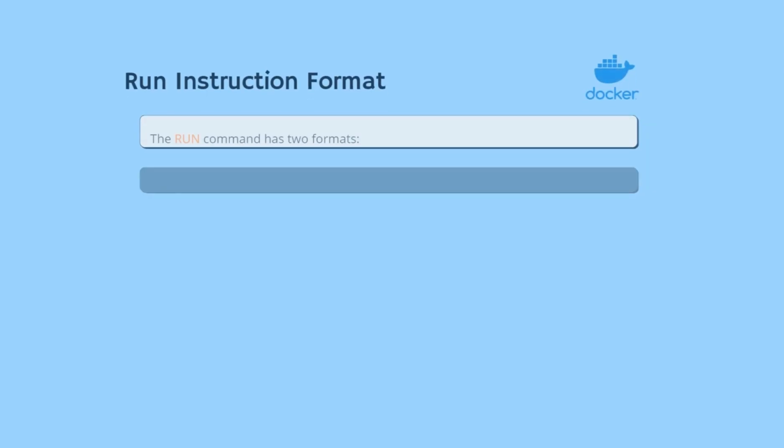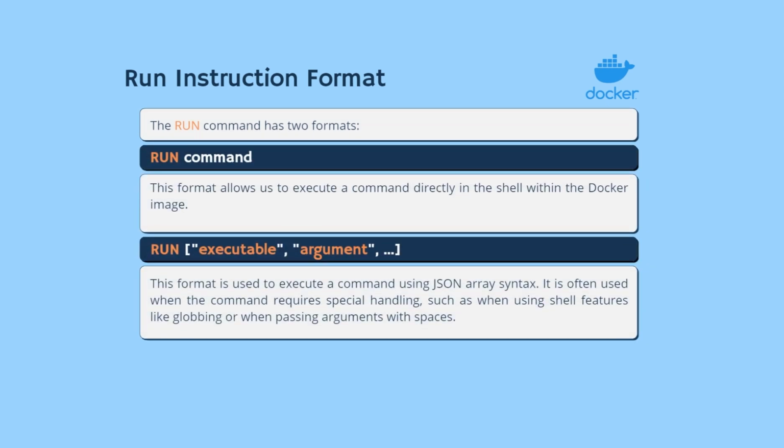The RUN command has two formats. RUN command: this format allows us to execute a command directly in the shell within the Docker image. RUN ["executable", "argument"]: this format is used to execute a command using JSON array syntax. It is often used when the command requires special handling, such as when using shell features like globbing or when passing arguments with spaces.